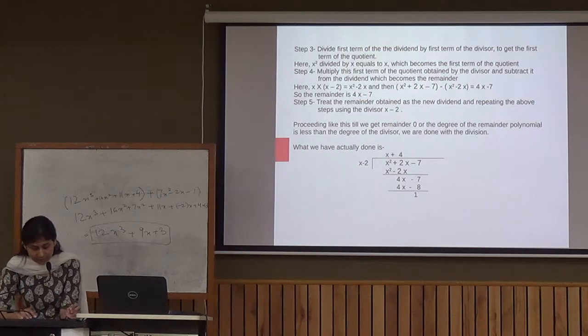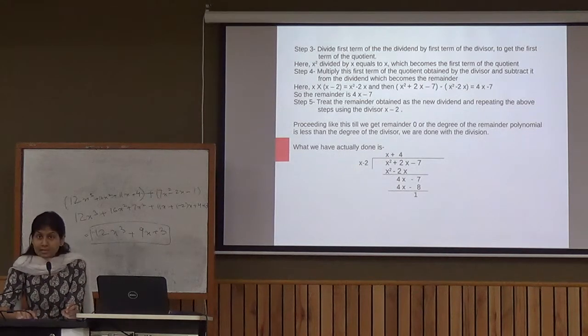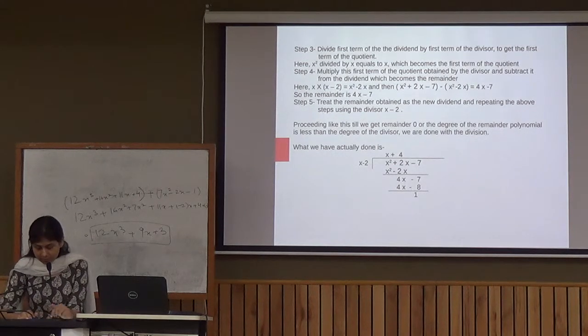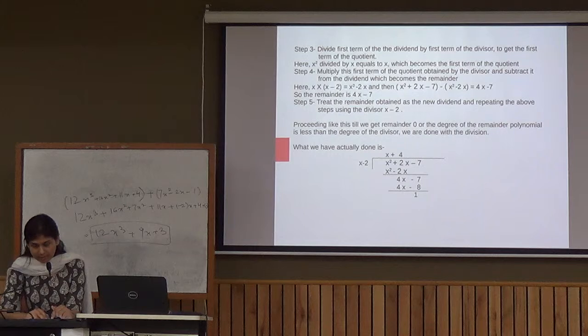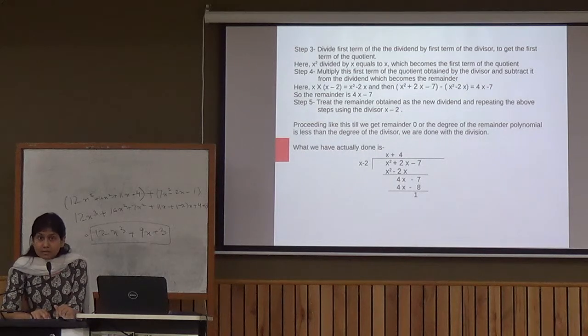Here, since you can see the entire division in summary, we take x minus 2 outside, that is, write it like a divisor, then put a straight line and put the dividend inside, x squared plus 2x minus 7. On dividing x squared by x we get the quotient as x, and multiplying this x to the whole of x minus 2 we get x squared minus 2x. On subtraction we get the remainder 4x minus 7.